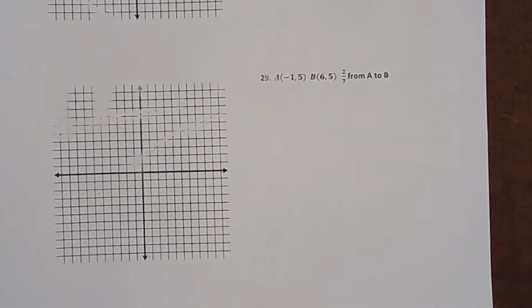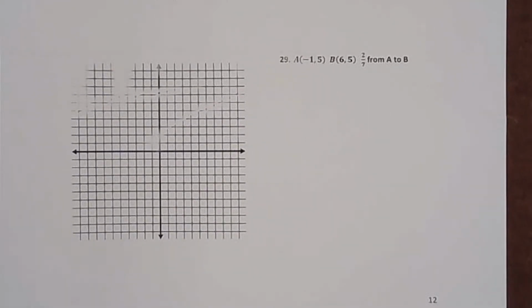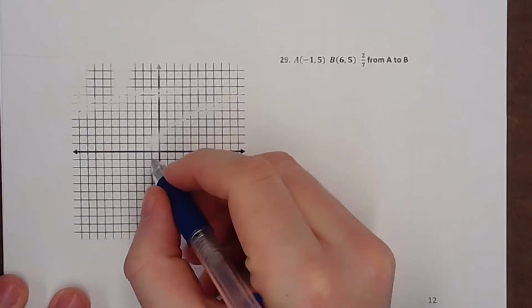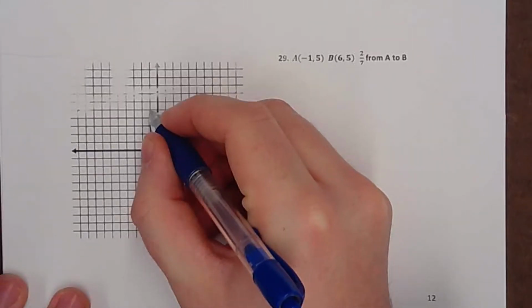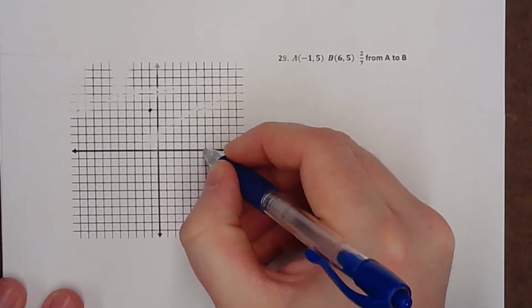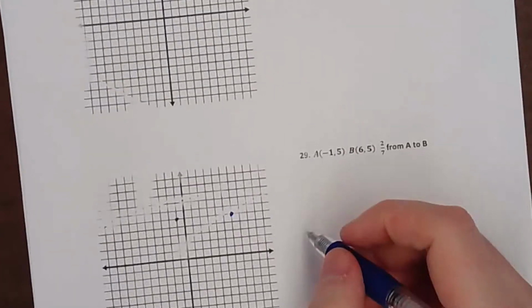So number 29, we need to find the distance and we need to find the section division of this line segment. First thing you should do is plot A and B. A is at negative 1, 5, and B is at 6, 5.